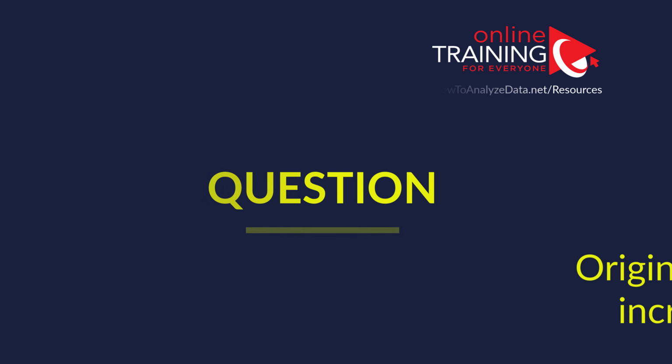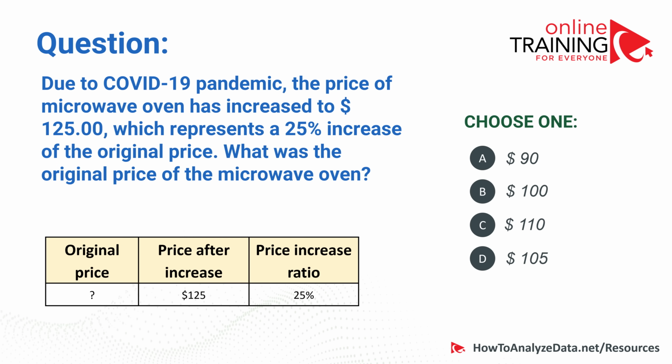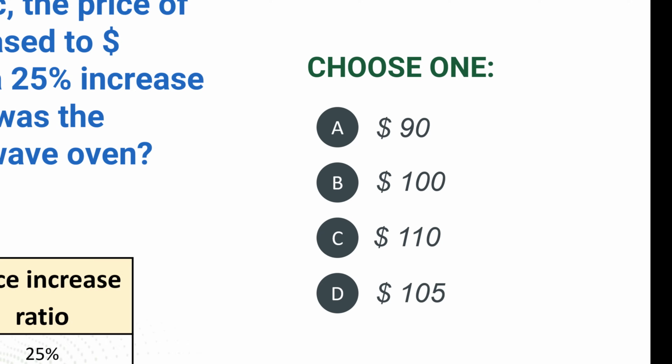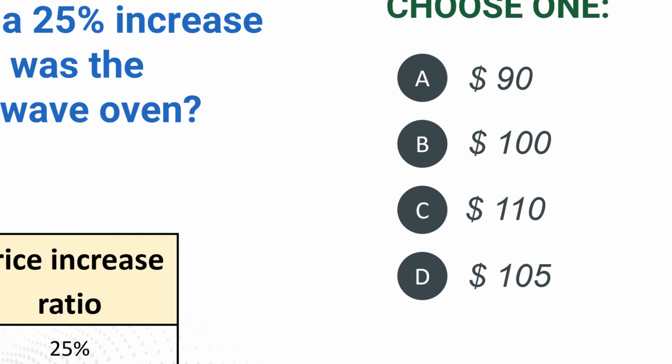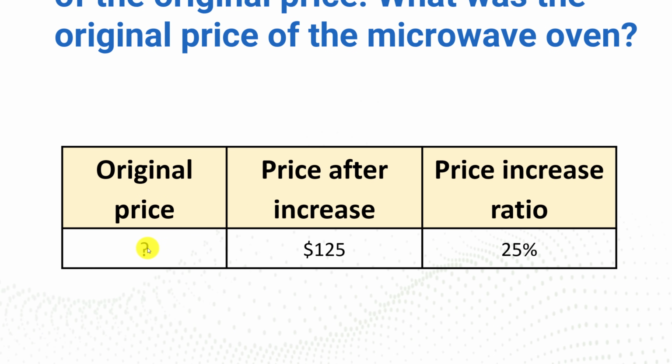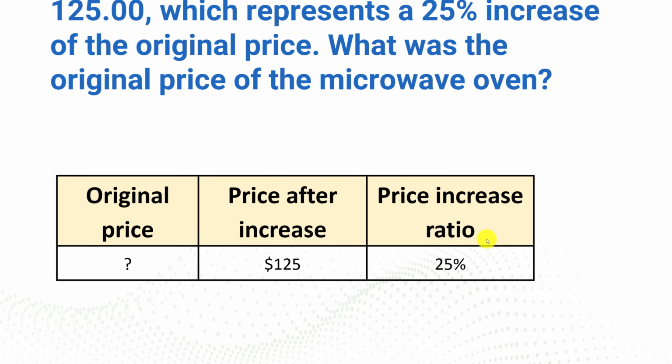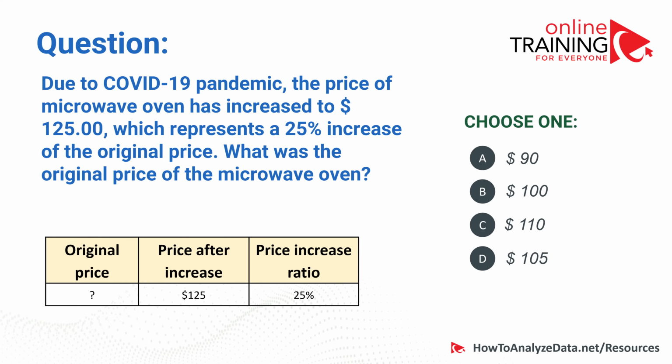Now let's look at the very tricky question which is frequently used as part of a variety of different tests. Due to the COVID-19 pandemic, the price of a microwave oven has increased to $125, which represents a 25% increase of the original price. What was the original price of the microwave oven? You're presented with four different choices, and you have a table: original price, which is a question mark here, this is something we need to calculate, price after increase, and price increase ratio. What do you think is the right choice here? Let's see if we can nail this question.